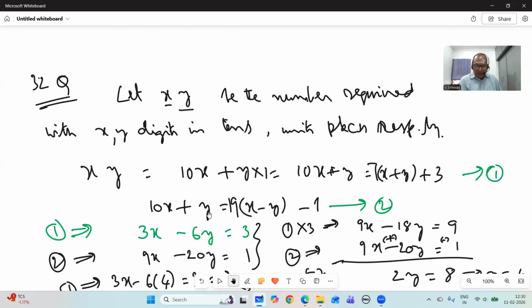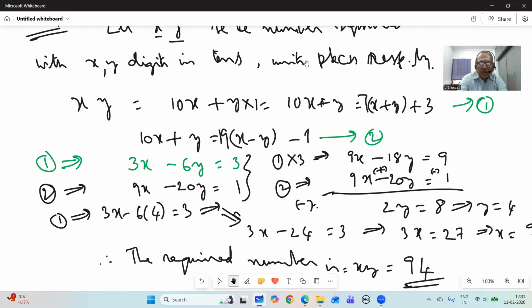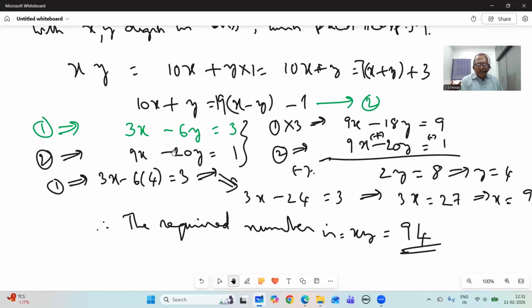Similarly, another equation is that this number, 10x plus y, is 1 less than 19 times the difference of those digits. Difference means x minus y, since you are given x is greater than y. So you take x minus y, and then 19 times of this with 1 less is equal to the number value. This gives a second equation in x and y. The first relation gives the first equation in x and y. The second relation gives the second equation in x and y. This is a system of equations.